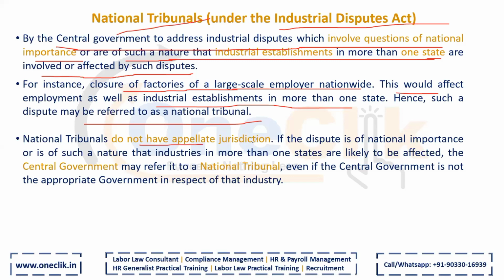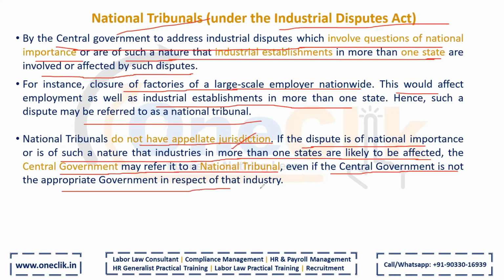They do not have appellate jurisdiction, उनका कोई specified area limit नहीं रहता. If the dispute is of national importance and more than one state is likely to be affected, the central government may refer it to the national tribunal. And even if the central government is not the appropriate government in respect of the industry, again, they can directly refer to the national tribunal.